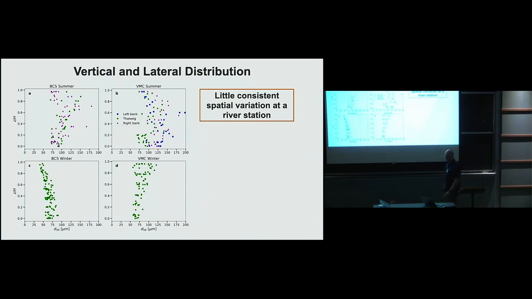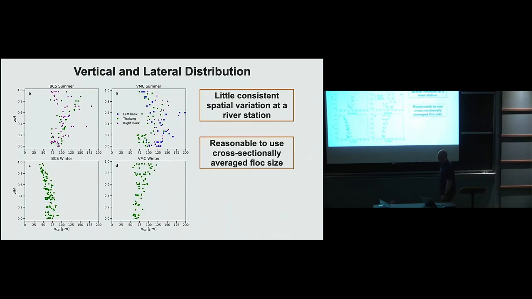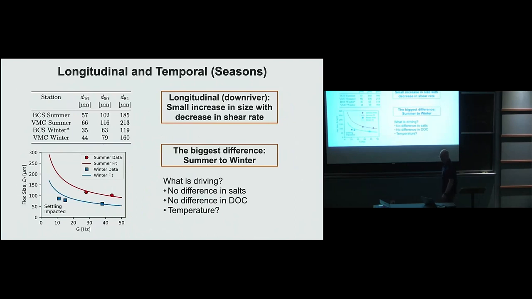So at a given station, one of the things we'd say is that it's kind of reasonable to use cross-sectionally averaged floc sizes. We saw bigger changes rather than going up and down in the water column. We saw larger changes going downriver. So as you move from the Bonnie Carey spillway, which is a more energetic area, downriver in both cases, downriver is moving this way, moving towards lower shear rates.